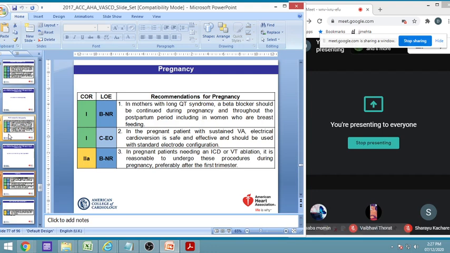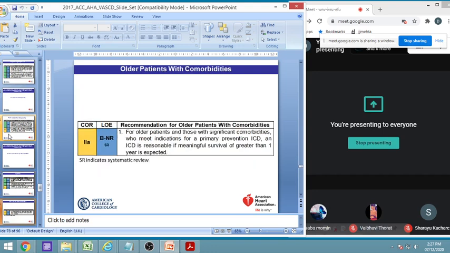In pregnant patients who need an ICD or ventricular ablation, it is reasonable to undergo this procedure, and particularly in the first trimester it can be done. After that, as the pregnancy advances, it is not recommended. If the patients are geriatric patients with significant comorbidity and meet the indication for primary ICD, an ICD is reasonable if they are expected to survive beyond 1 more year after this.